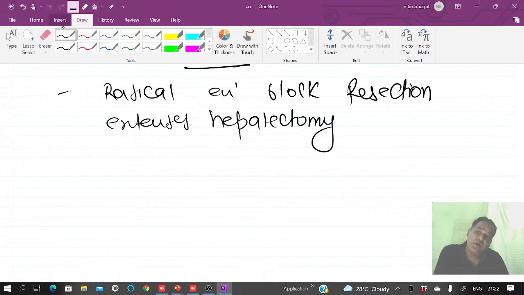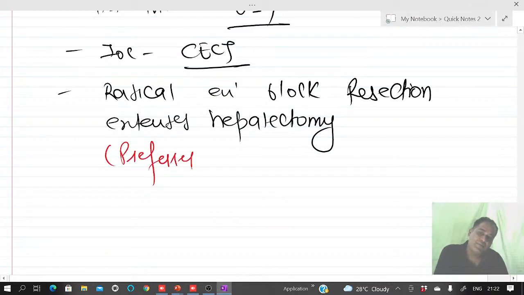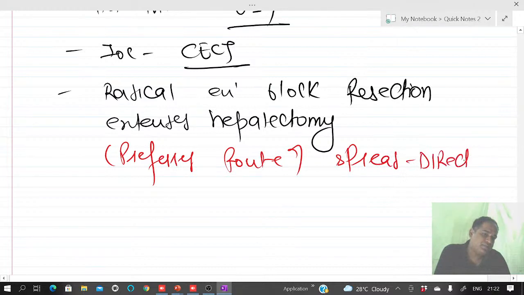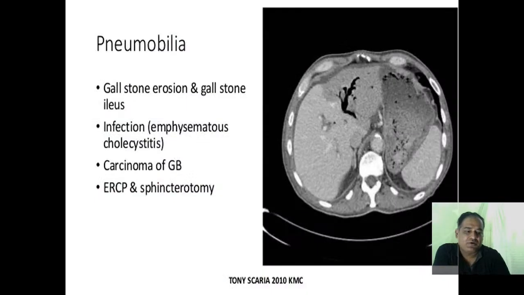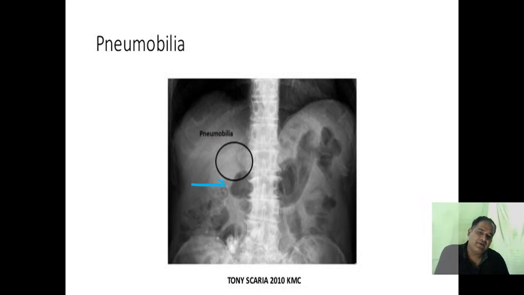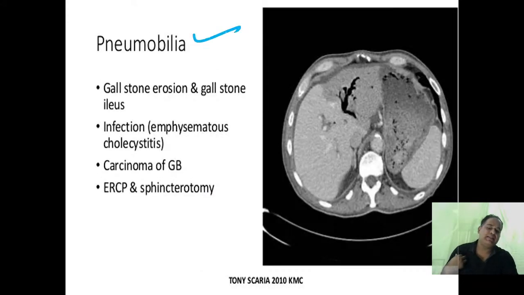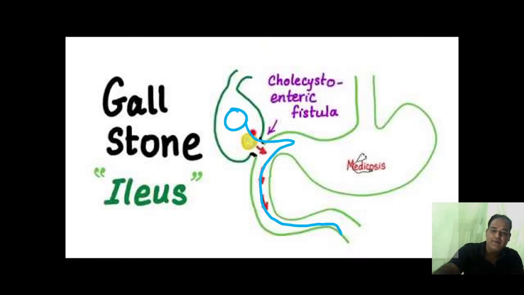hepatectomy. Why do we need to do hepatectomy? Because the preferred route of spread is direct invasion. So it is going to invade the liver. That is why part of the liver also needs to be resected. You see, it is going to show pneumobilia. Where do you get to see pneumobilia? In the Rigler triad, in gallstone ileus, it is going to show pneumobilia, the black colored dots. Fine.